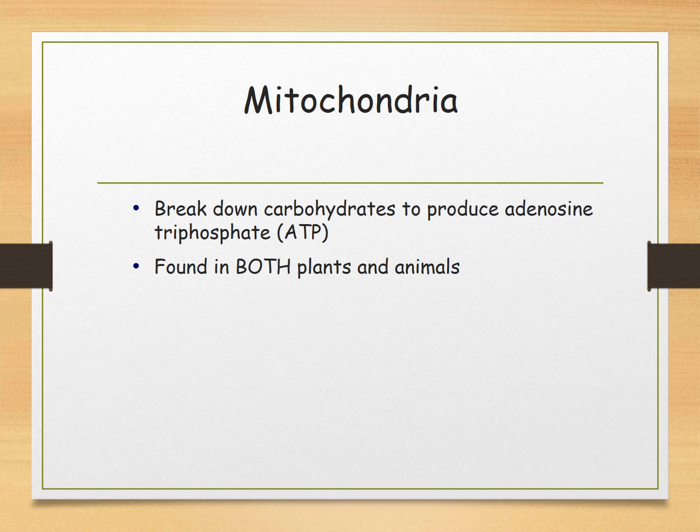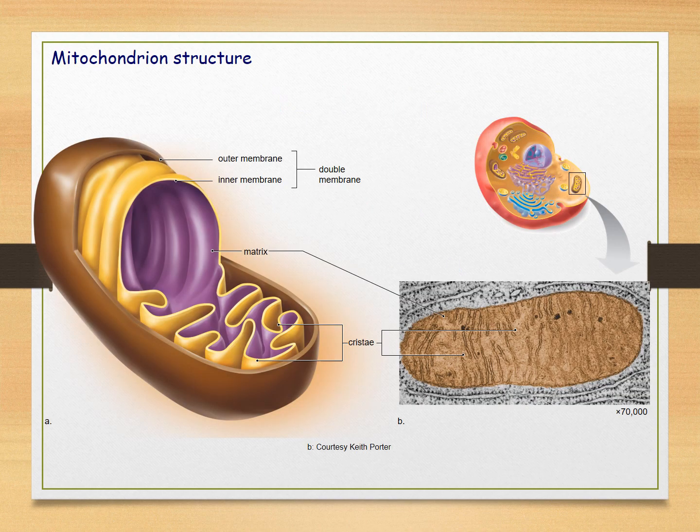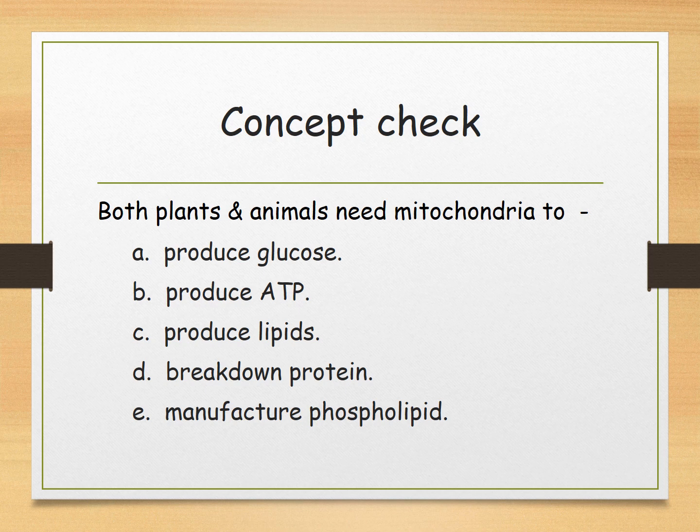ATP, on the other hand, is usable energy. ATP is generated by the mitochondria. Mitochondria are found in both plants and animals. Mitochondria is the area where carbohydrates, or again, could be amino acids, or part of a lipid molecule, are broken down, and the energy from the breakdown of these molecules is stored in a usable form. ATP, or adenosine triphosphate, is a usable form of energy. Both plants and animals need mitochondria too.